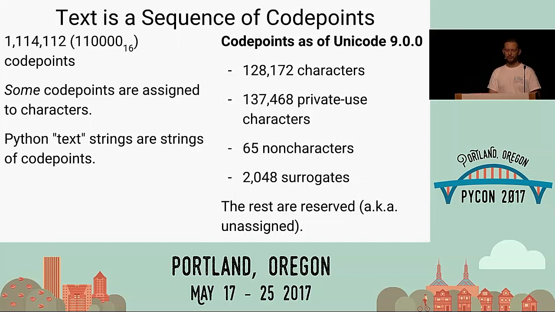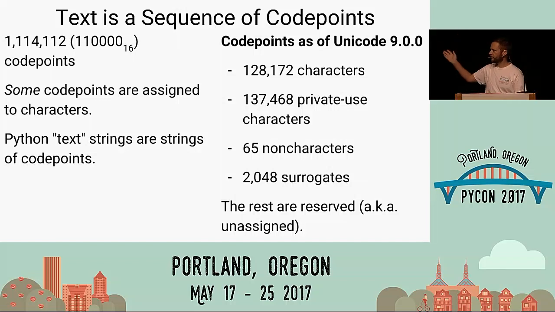So, what's text? Text in Python, and really in general, is a sequence of code points. Code points are ints. They're positive ints. The biggest one is 10FFFF in hex. So there's a little over 1 million of them. Some of those code points are assigned to characters. Most aren't. The vast majority aren't, as you can see from these numbers.